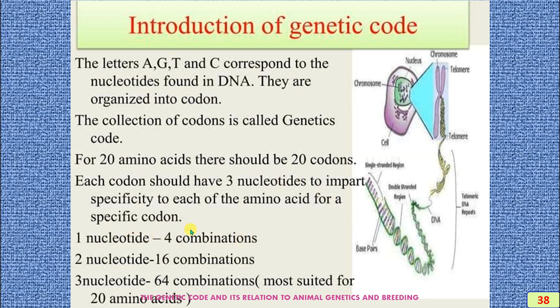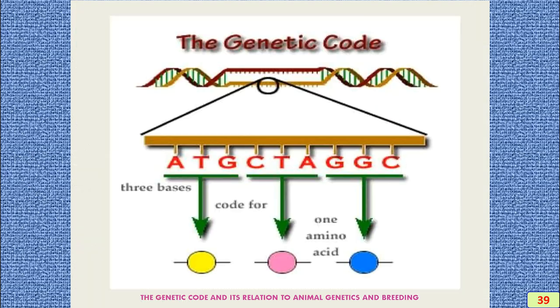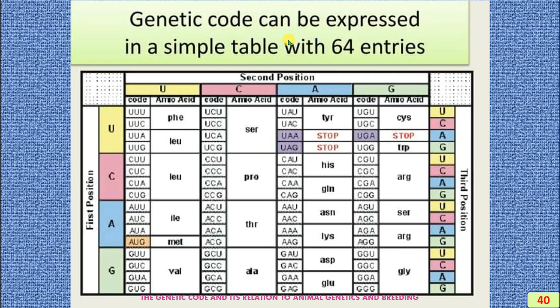With one nucleotide, four combinations are there; with two, 16; with three, 64, that is 4 into 4 into 4, while 4 into 4 is 16. It goes like this: adenine, thymine, guanine, cytosine, and so on. So three of these nucleotides are going to code for one amino acid. The genetic code can be expressed in a simple table with 64 entries, and these 64 give rise to 20 different amino acids.